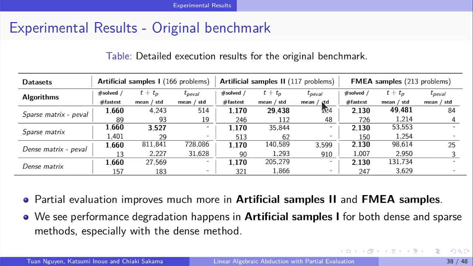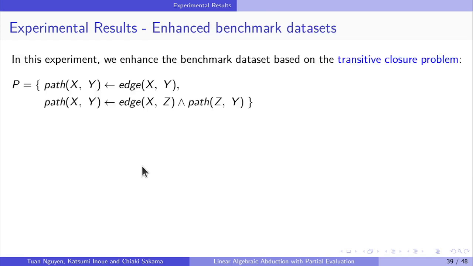And this is TP eva, which is the time we take to compute the power of the reductive abductive matrix. We also see performance degradation in the example artificial symbol 1 for both dense and sparse methods, which is very slow compared to the version without partial evaluation.